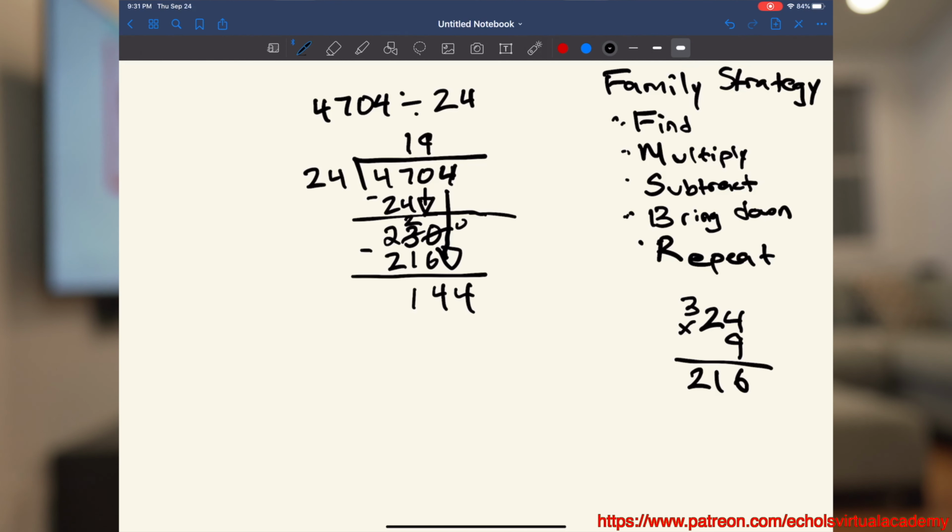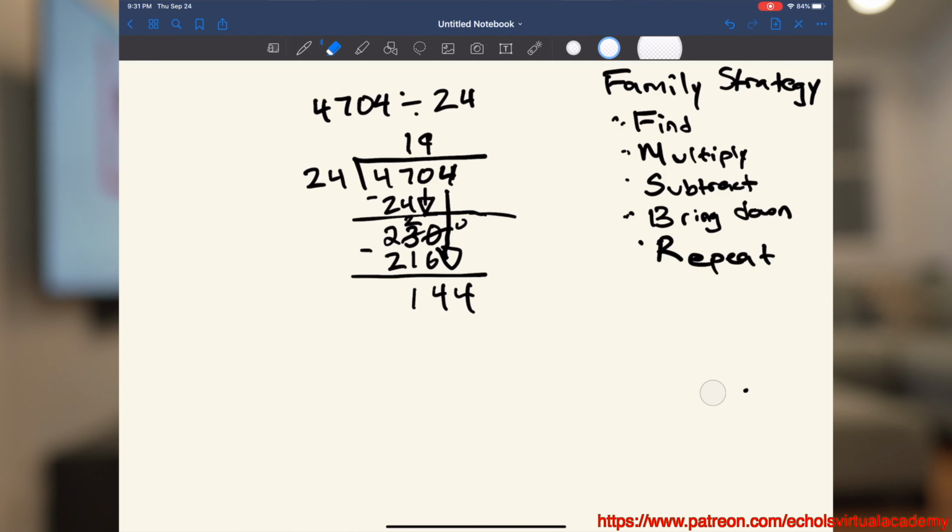And now we see how many times can 24 go into 144? Well, let's test out some numbers again. And let's think. 24 into 144. Why don't we try 24 times 6? 4 times 6 is 24. So we bring our 4 down and we carry our 2. 2 times 6 is 12 plus 2 is 14.